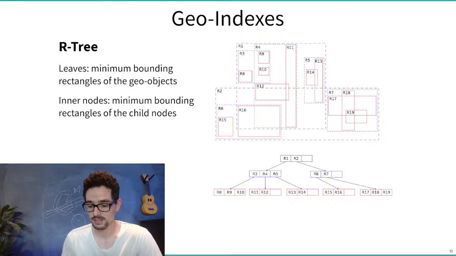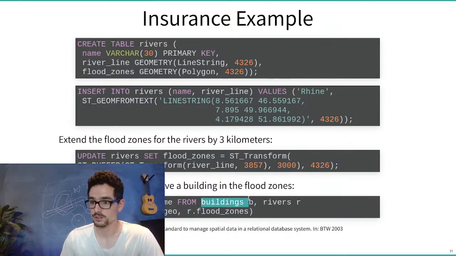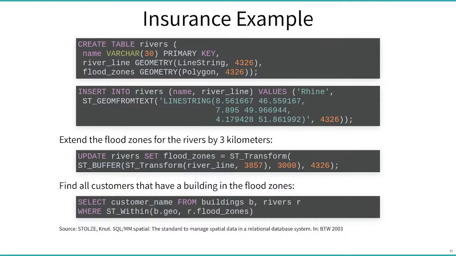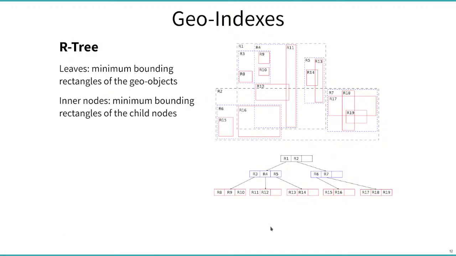And imagine that you have 10 million customers with 10 million buildings, and you have thousands of rivers, then this query would be extremely expensive when you have a nested loop join where you have to compute every building, compare every building with every other river. And especially these functions, geometric functions, are expensive. So this would be very, very slow. That's why there is a need for geoindexes.